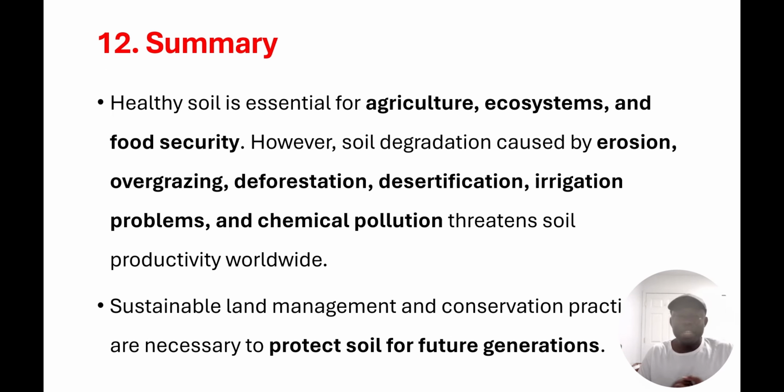And in summary, we said healthy soil is essential for agriculture and food security. However, soil degradation is caused by erosion, overgrazing, deforestation, and irrigation and chemical pollution. We did all these things in class, and sustainable land management and conservation practices are necessary to protect the soil for future generations. This is all we talk about. We would like to end our lesson here.